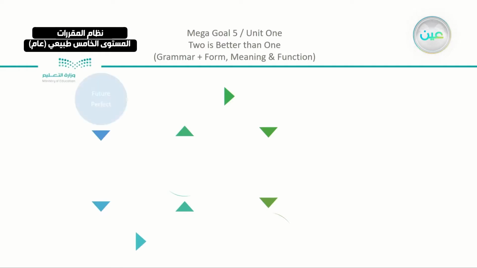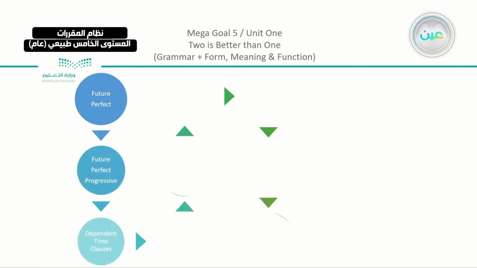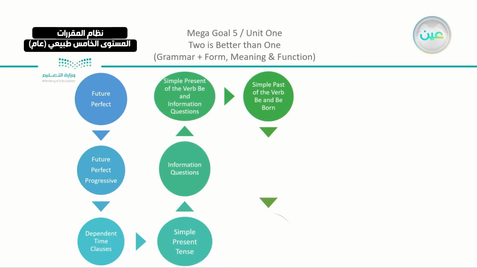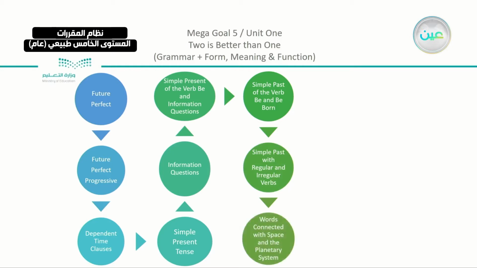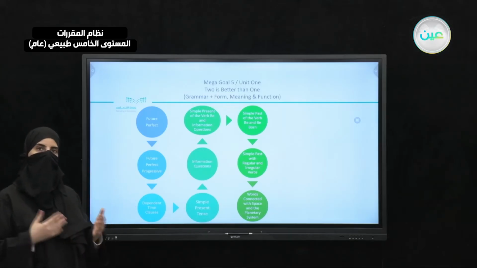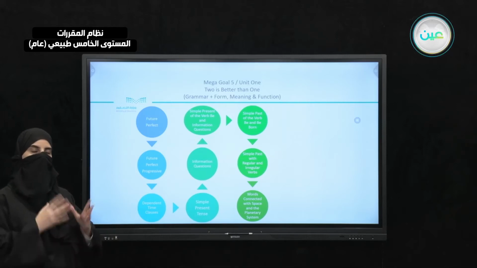Now the parts that we took in the lesson, we had the future perfect, we had also the future perfect progressive, we had the dependent time clauses, we had the simple present tense, and we have the information questions, the simple present of the verb be and information questions, also the simple past with the same questions. We have here the simple past with regular and irregular verbs and words connected with space and planetary system. So all of these details that we have here, they are the parts that we took in the grammar and the form, meaning and function that is in Unit 3.